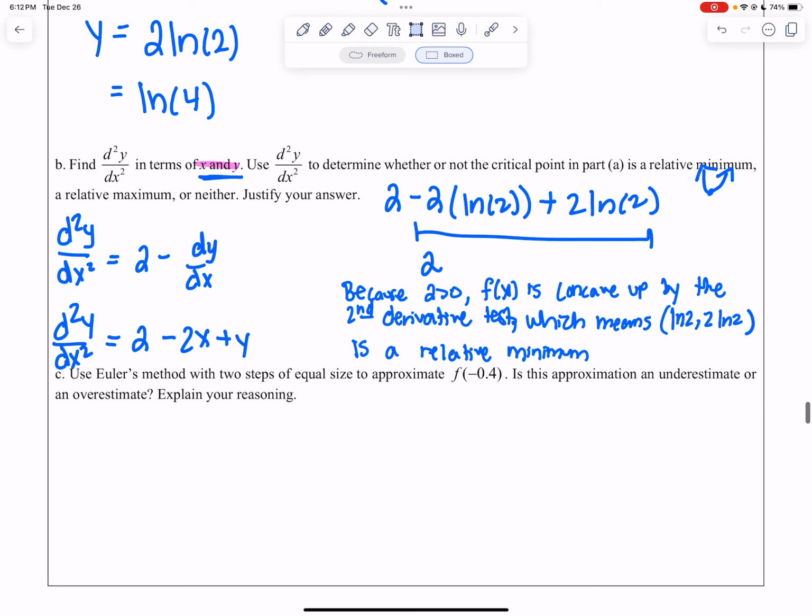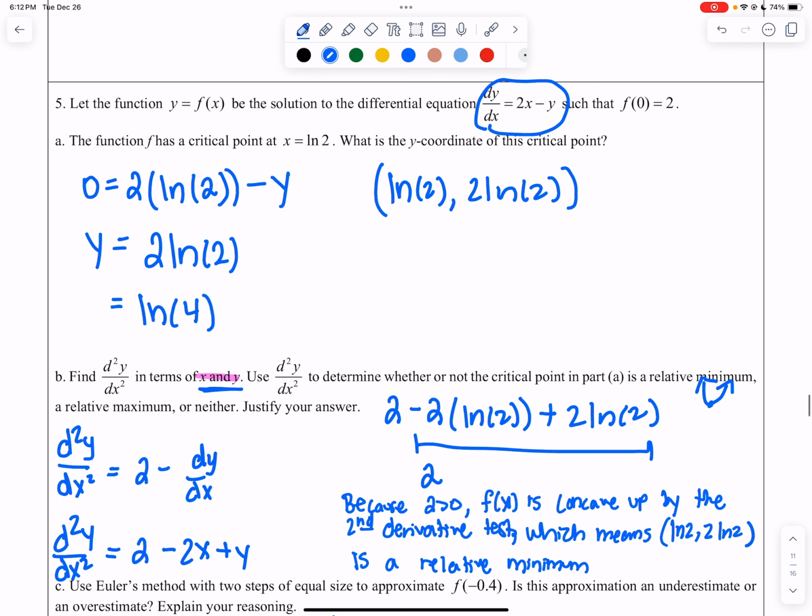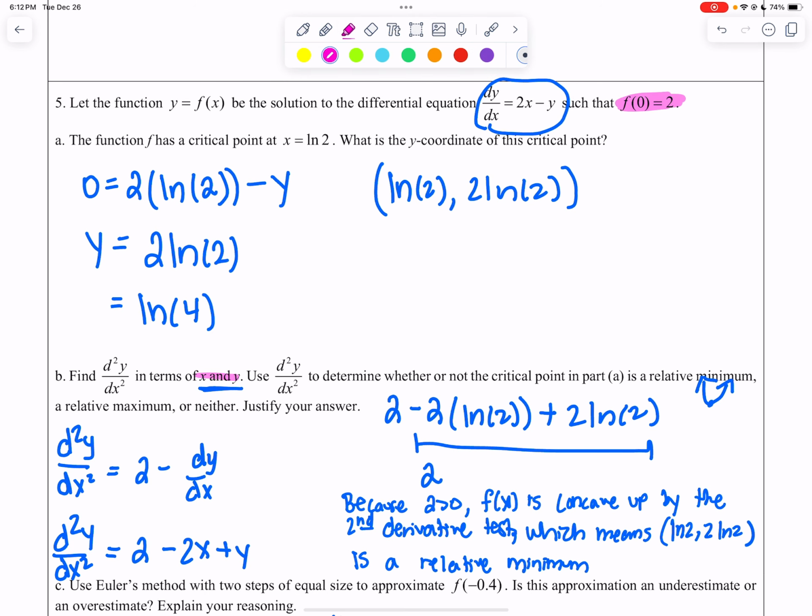All right, so part C, we want to use Euler's method with two steps of equal size to approximate f of negative 0.4. Is this approximation an underestimate or an overestimate? And we want to explain our reasoning. So we know from the initial condition that f of 0 is equal to 2.